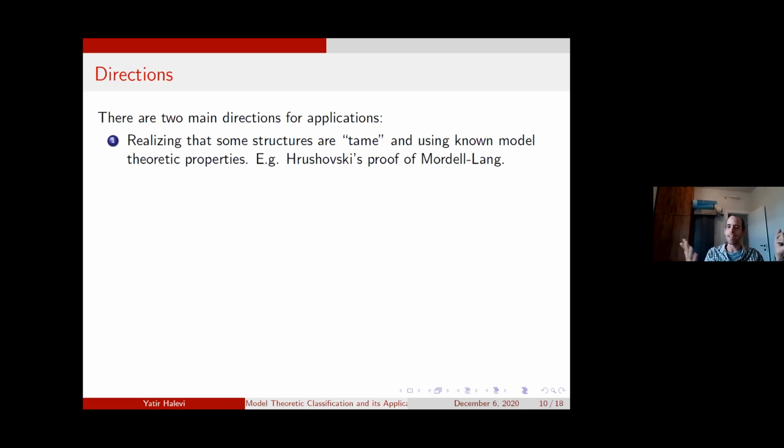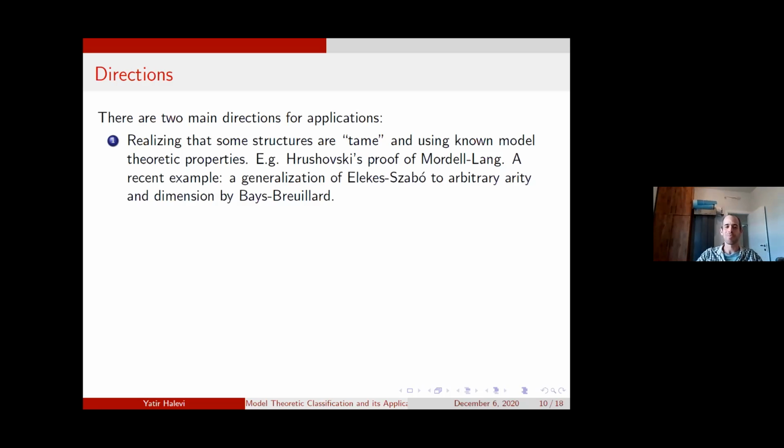Say it's one-based, locally modular, other fancy names, and now I know a lot about it. I know about the geometry inside, and uses some tricks really for model theory in order to continue. The proof is much more complicated than that, of course. Another recent example is a generalization of Elekes-Szabo to arbitrary reality and dimension by Martin Weiss and Bulliard.